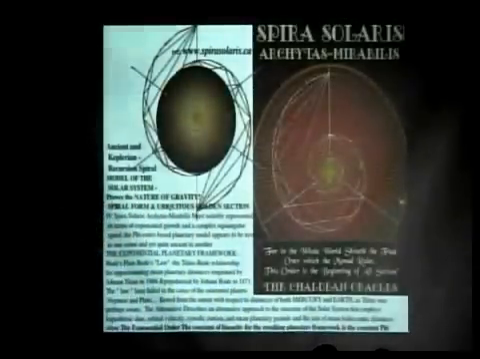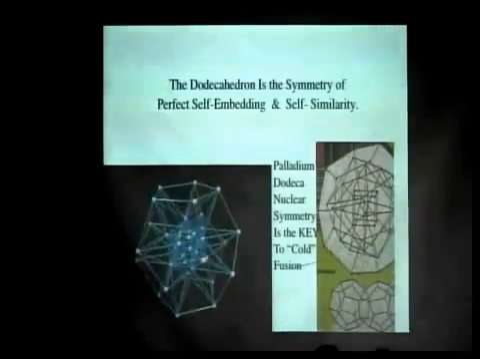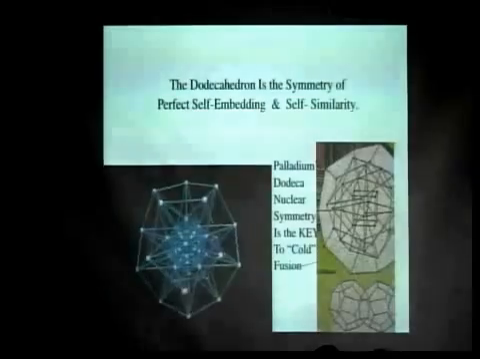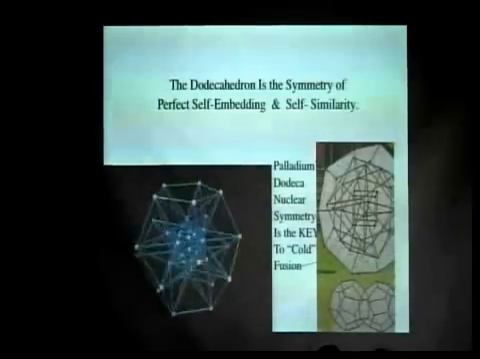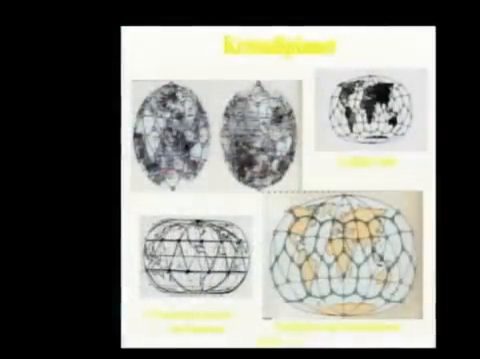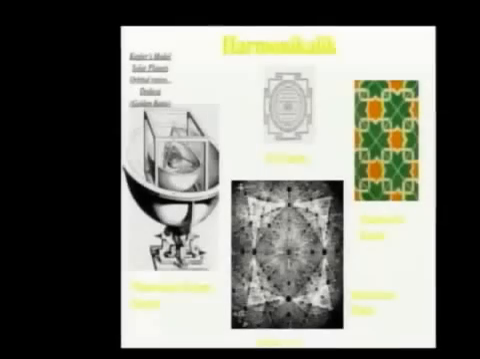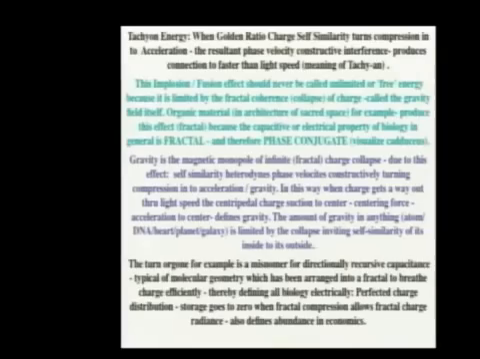Just another example that indeed nesting, embedding, this is about the dodecahedron in the shape of palladium, which we're going to talk about if we get to alchemy here, and it was the key to cold fusion. The planetary grid, dodeca icosa, I'm sure you've all seen that before. Kepler's dream, standing waves.